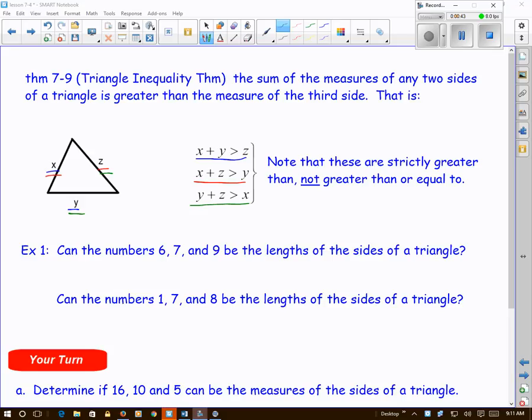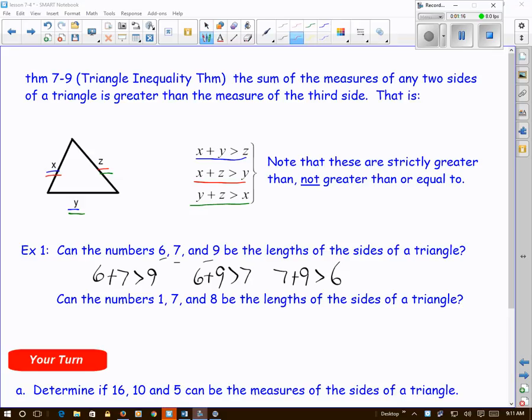So looking at the numbers 6, 7, and 9, we want to determine if that can be a triangle. So we look at, is 6 plus 7 greater than 9? Is 6 plus 9 greater than 7? And is 7 plus 9 greater than 6? All three of those are true statements. Therefore, these lengths can be the side lengths of a triangle.